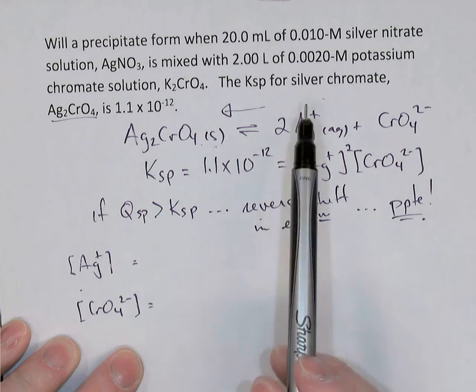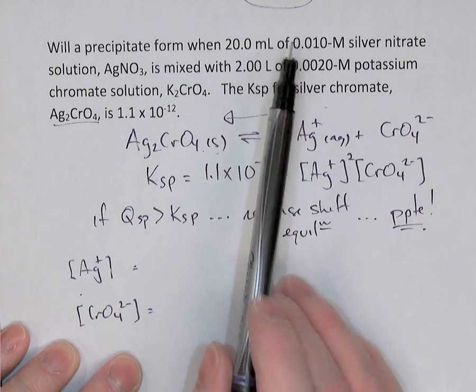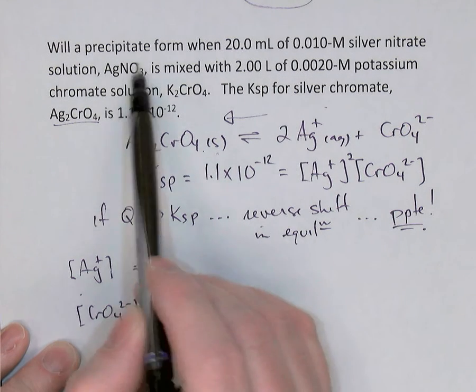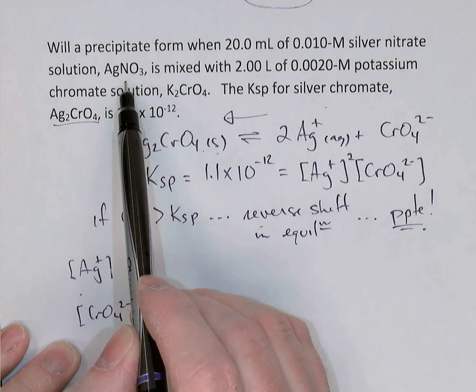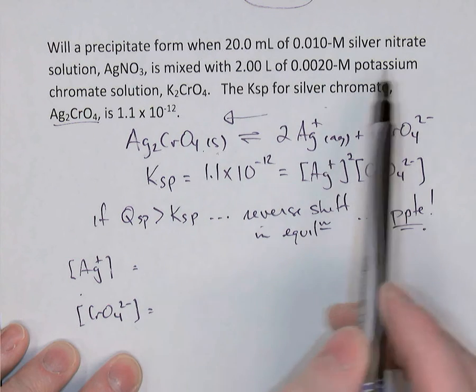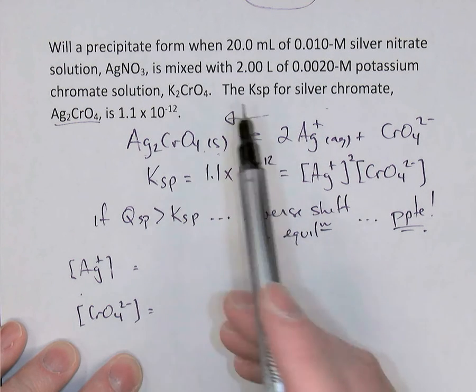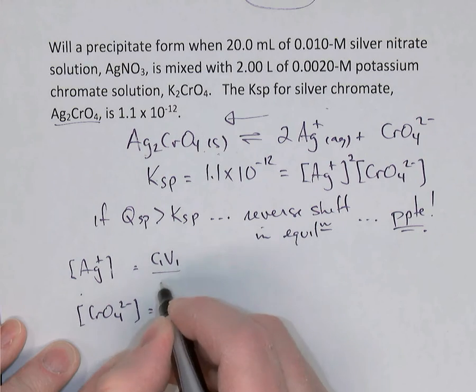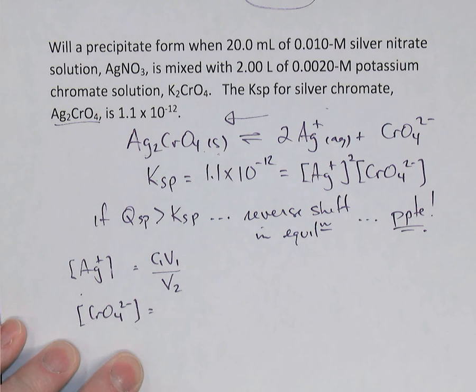So the silver concentration: the question said 20 mL of 0.01 molar silver nitrate. So there's going to be 0.01 molar silver, but it's mixed with 2 liters of 0.002 molar potassium chromate. So we have a dilution we have to worry about. Dilution, C1V1 divided by V2, that's how we calculate the concentration after dilution.